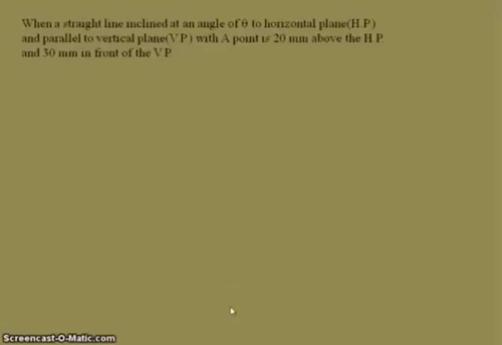Hello everyone, and now we are going to discuss again the projections of straight lines. Here the condition is the straight line is inclined to the horizontal plane and parallel to the vertical plane. In this condition, how do we draw the front view and top view for a given straight line? Here I am giving another condition for reference purpose.